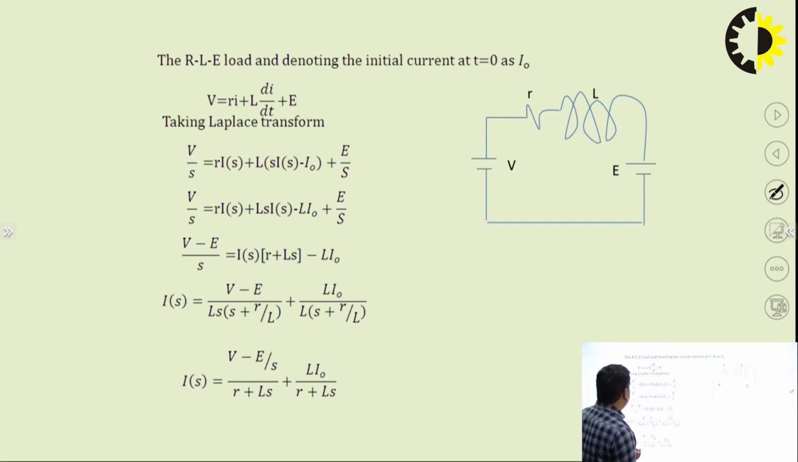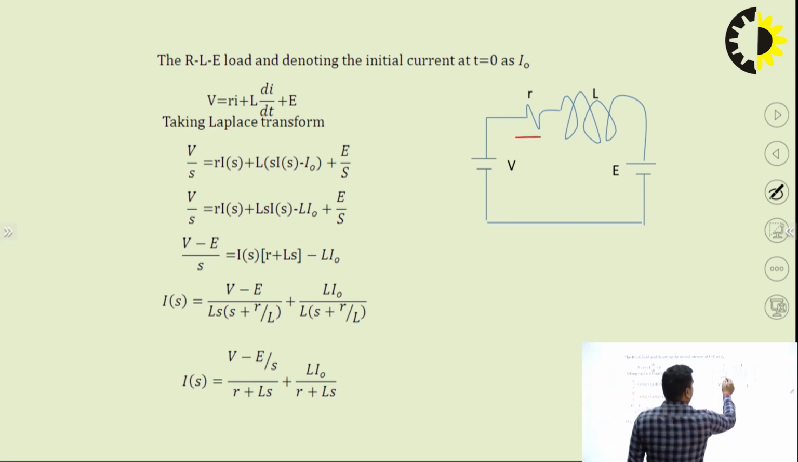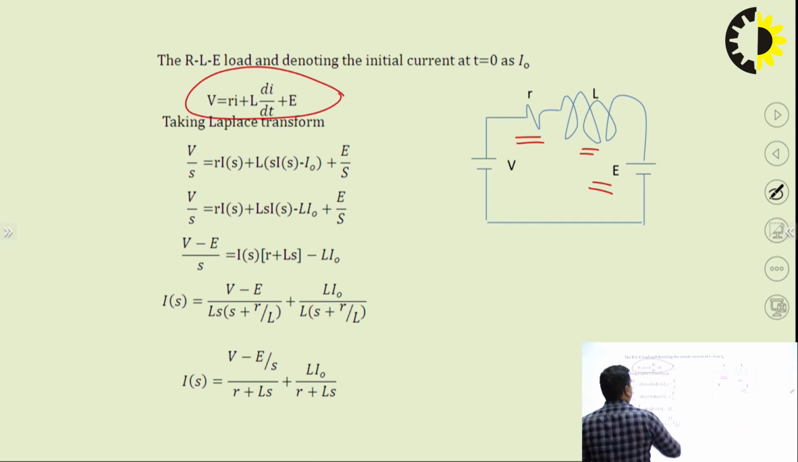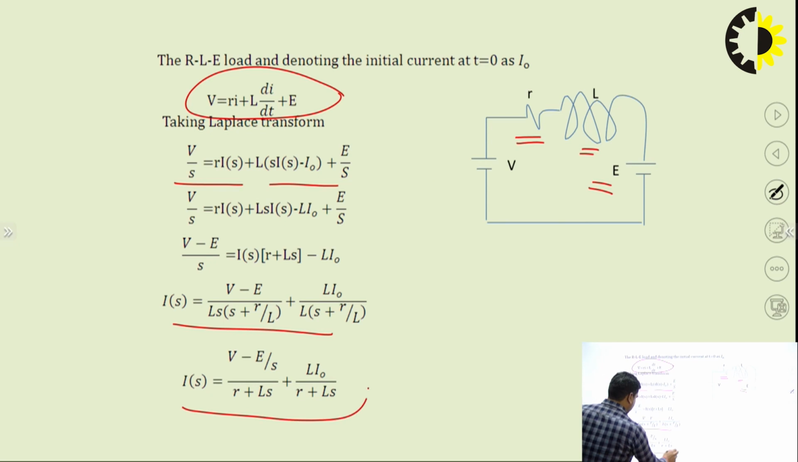Okay, we can also have a virtual RLE load, denoting the initial condition at t equal to 0. Similarly for R, L and E, V equals Ri plus L di/dt plus E. Taking the Laplace transform, we can get the value of I(s), and here it is.